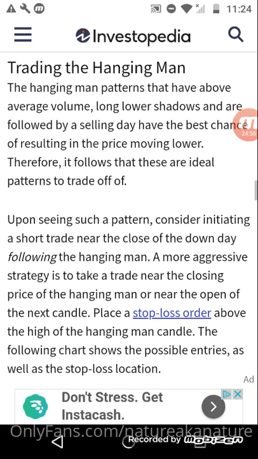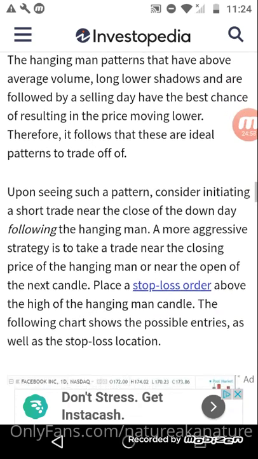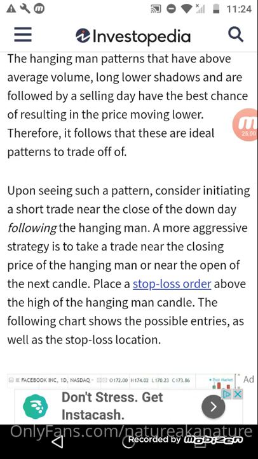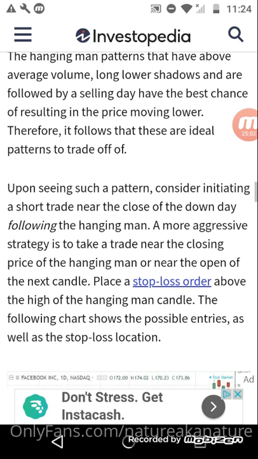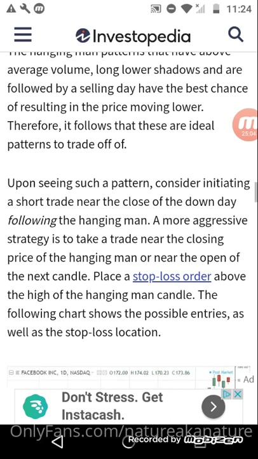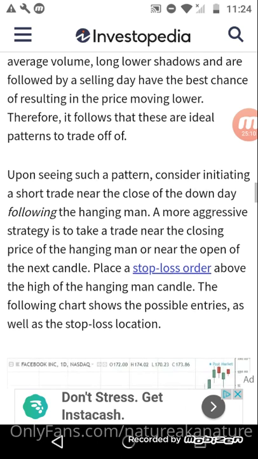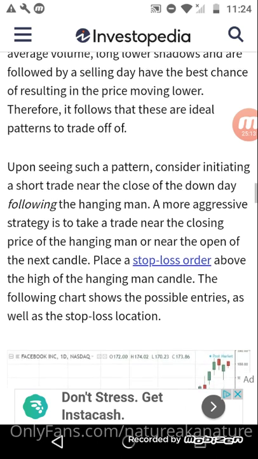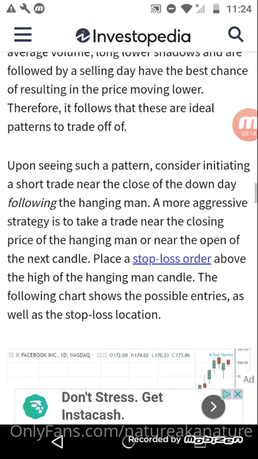A selling day has the best chance of resulting in a price movement lower. Therefore, it follows that these are ideal patterns to trade off of. So, upon seeing a pattern, consider initiating a short trade near the close of the down day following the hanging man.